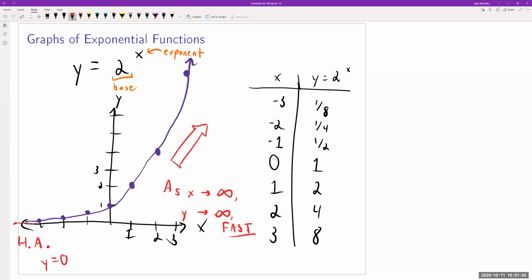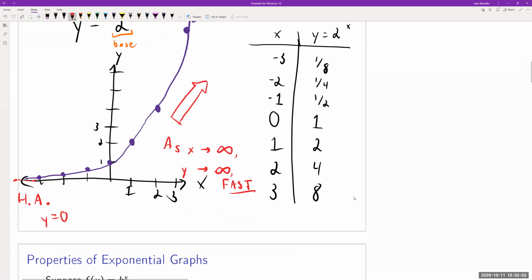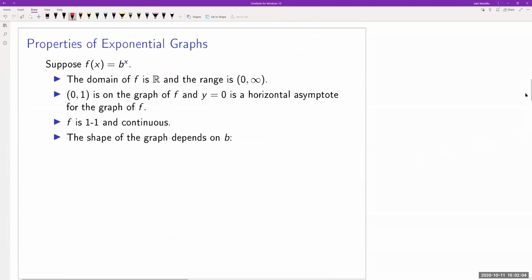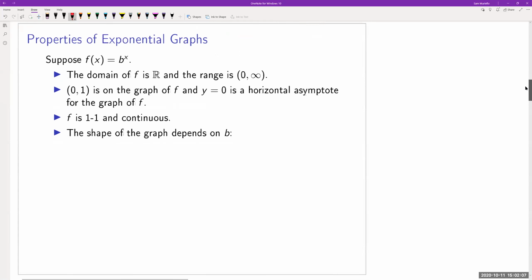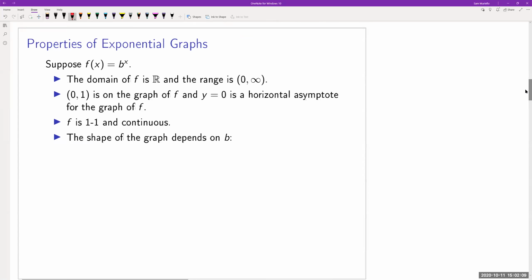Exponential growth is typically used to model different quantities that grow proportional to how much of that quantity there is. For example, population growth or investment in a bank account. We'll take a look at these later on in the chapter when we get to applications. For now, we're going to want to take a look at some basic properties of exponential graphs. These are all things that we saw from the previous graph. I just want to reiterate a few of them.